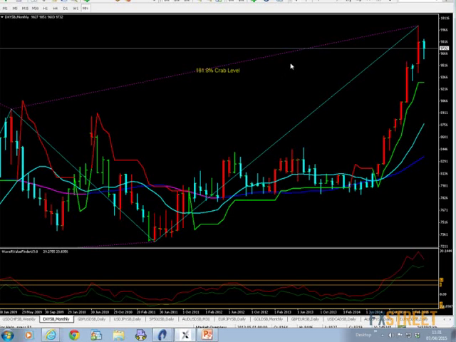And indeed, if you were to look at some of the material from a guy called Tom DeMark, there are one or two major hedge funds that he's advised, and they used the crab level, or the 161.8 extension level, as their predicted levels for when a move is probably going to reverse. And lo and behold, that's where the DXY is right at the moment.